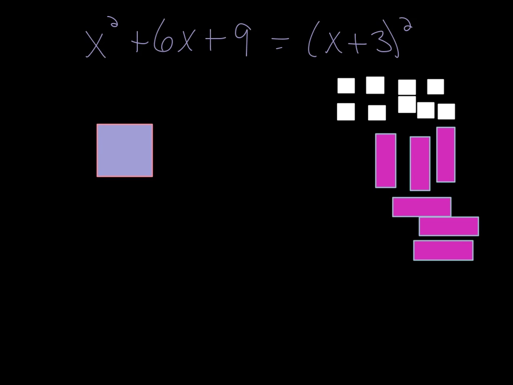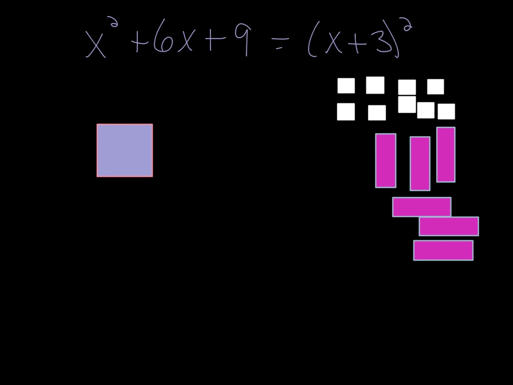Okay, so for this part here, I'm going to demonstrate why we call this completing the square with a little bit of a more visual idea. So right now our equation is x squared plus 6x plus 9, and we call that a perfect square trinomial because it actually forms a perfect square if you think about it in terms of length, width, and area. So let's look at all the components here.